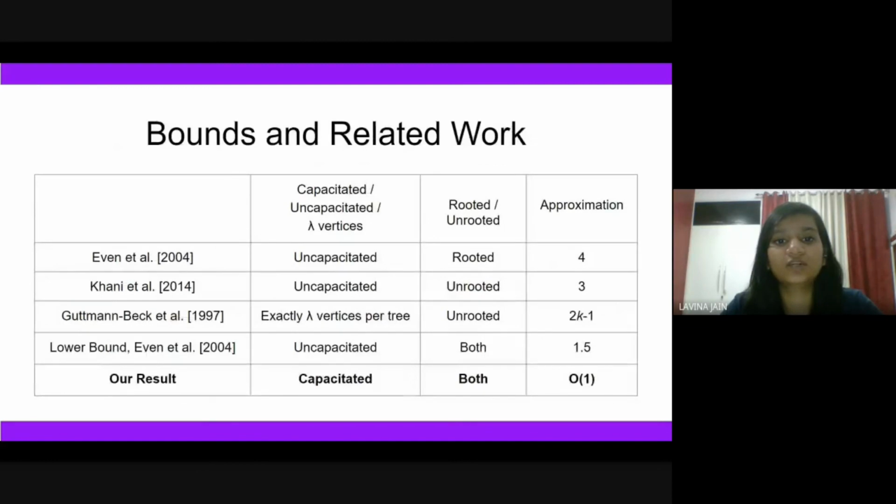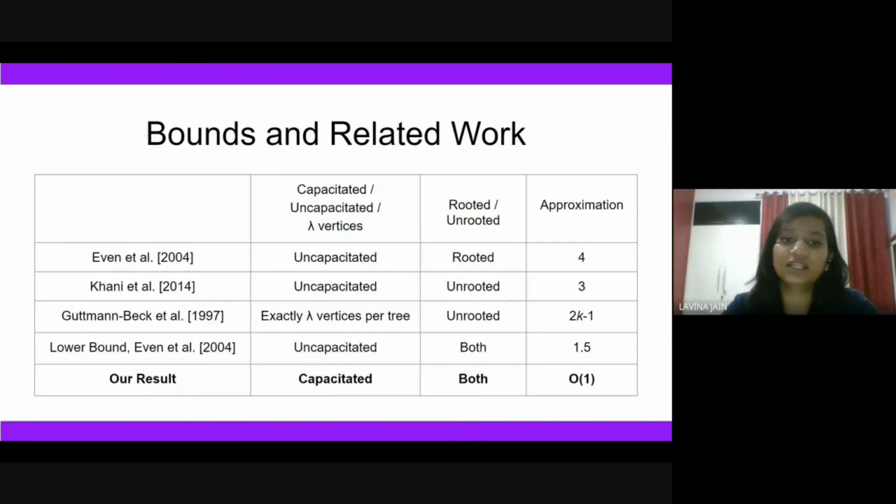Known bounds and related work. For the uncapacitated version of the problem, the known approximations for the rooted and unrooted case, respectively, are 4 and 3 by Even et al. in 2004 and Khani et al. in 2014.